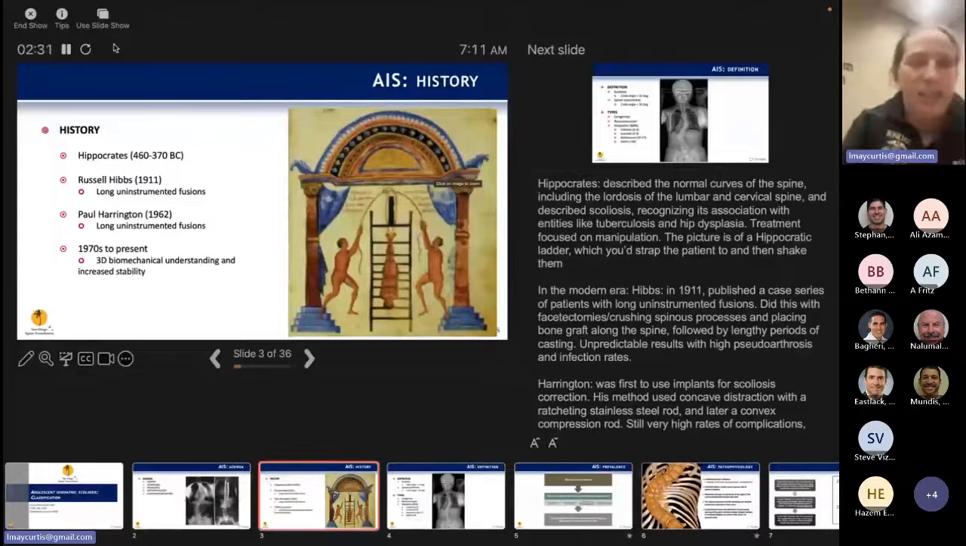And then the 1970s to present saw multiple advances in the areas of a greater understanding of the 3D correction of the scoliotic deformity, as well as increased stability of constructs used.